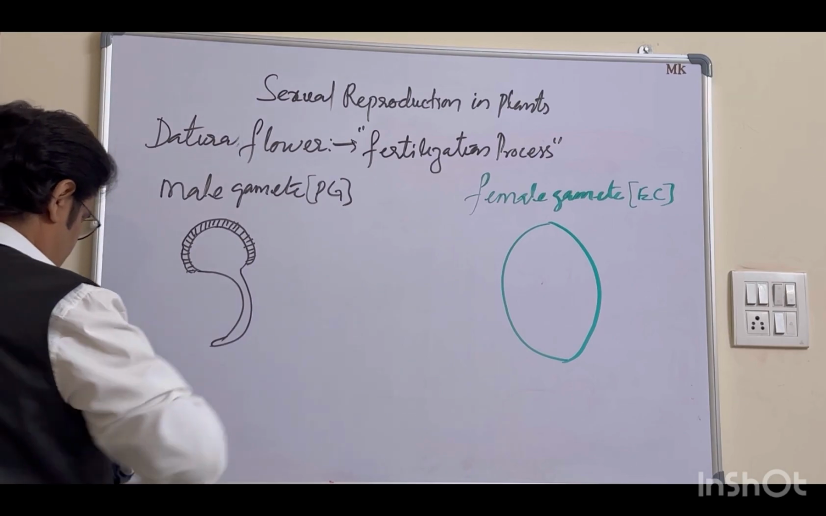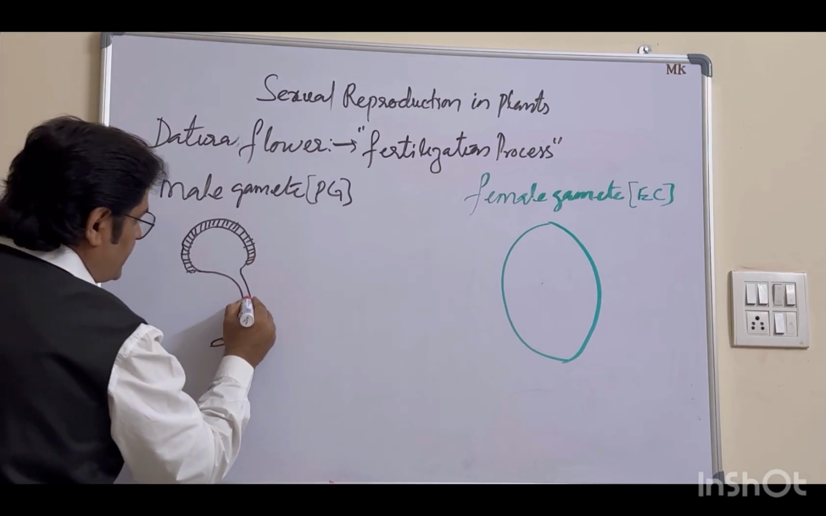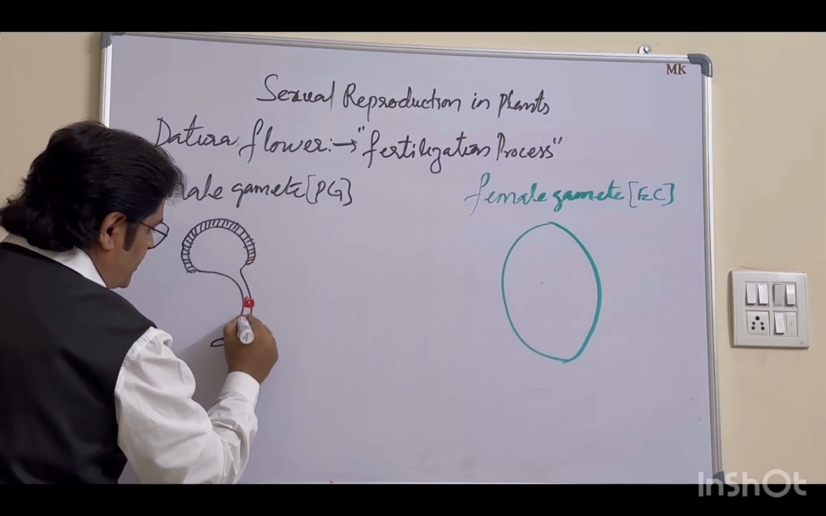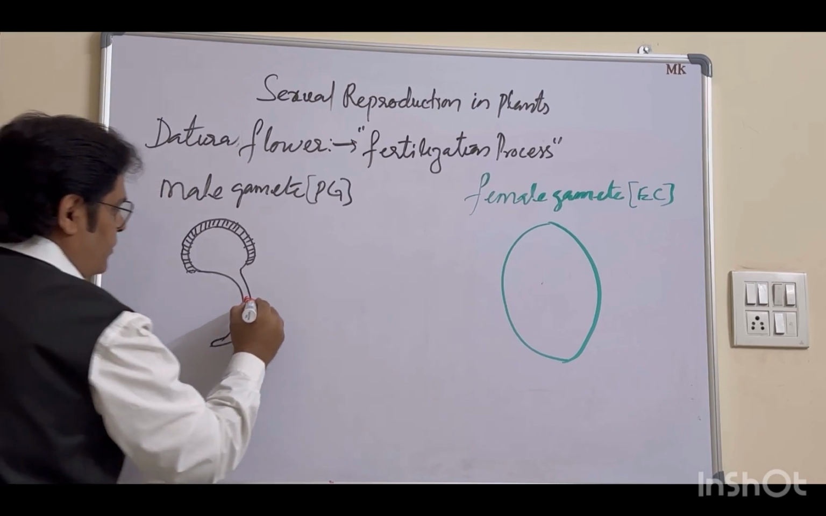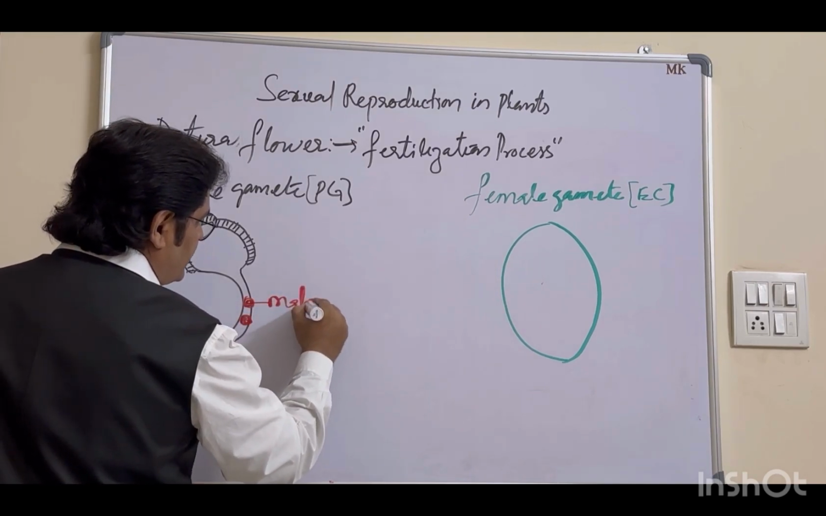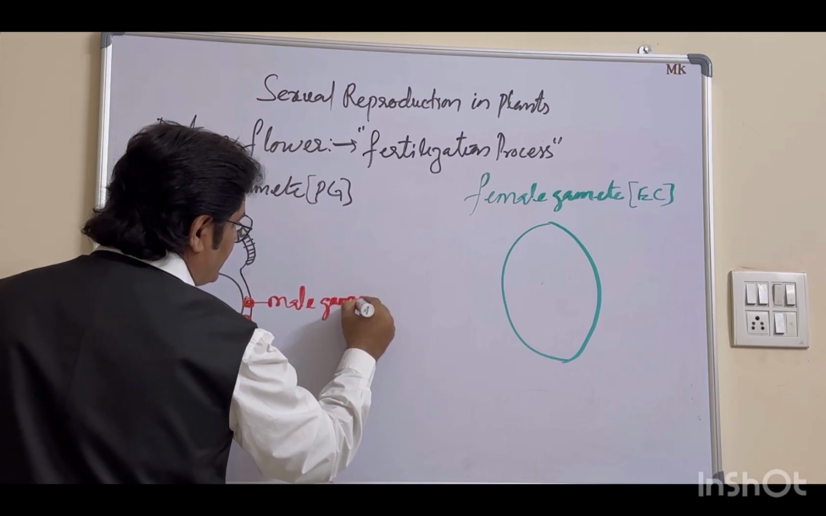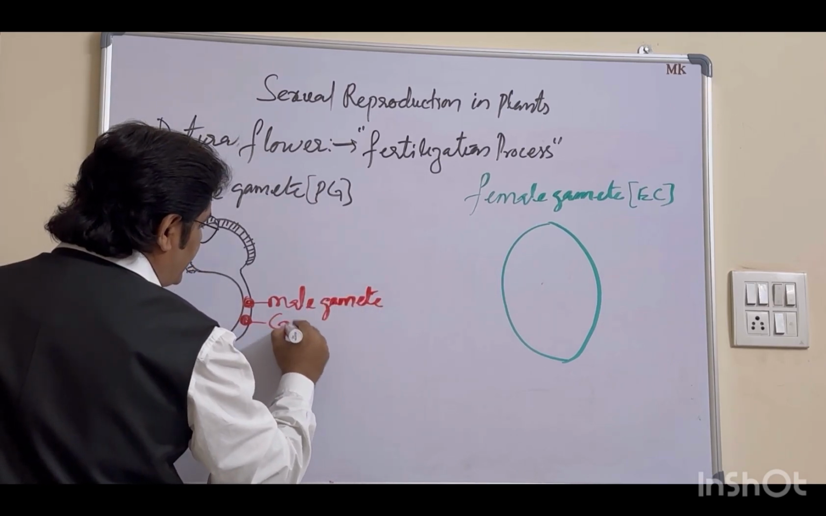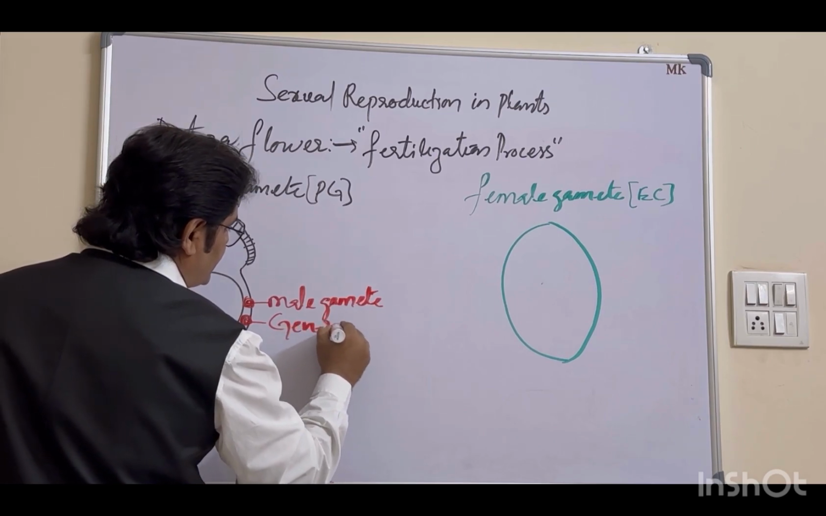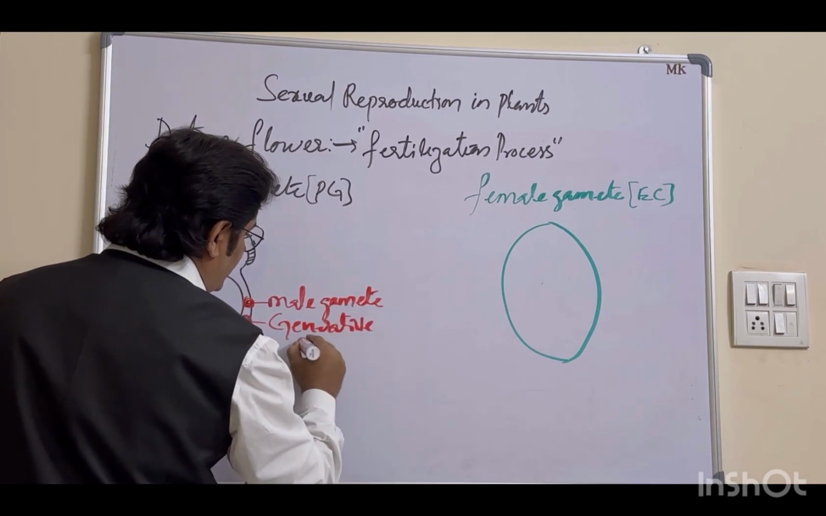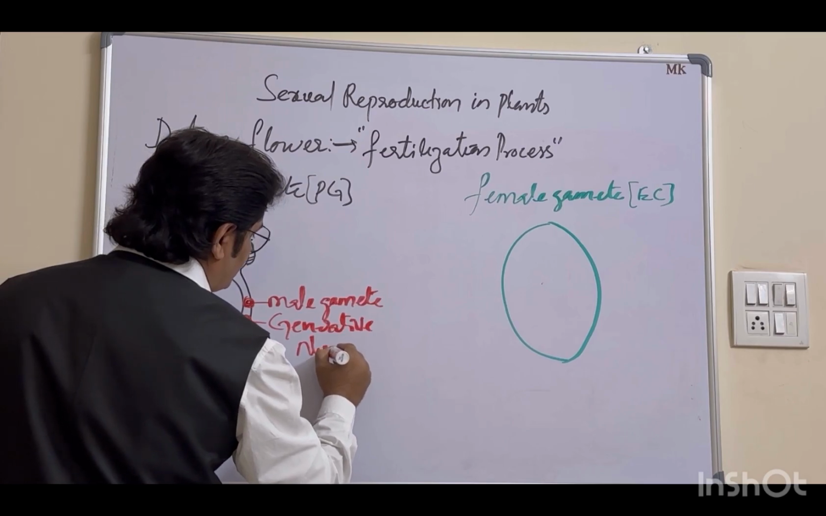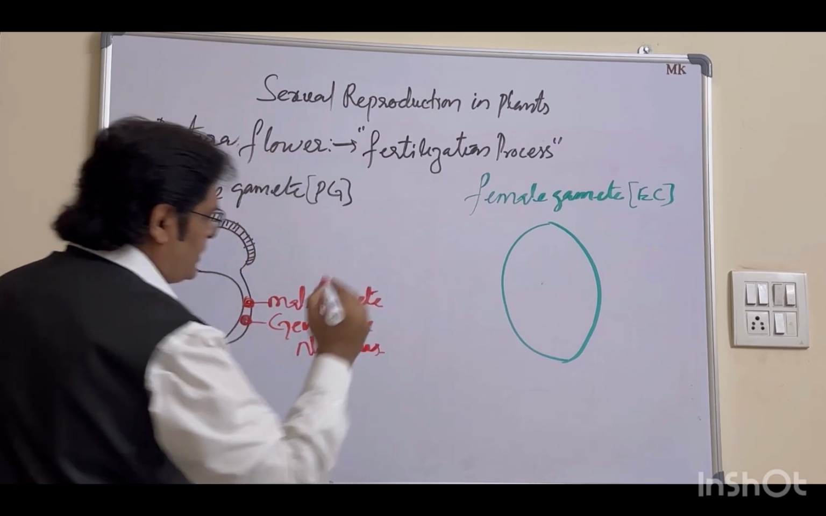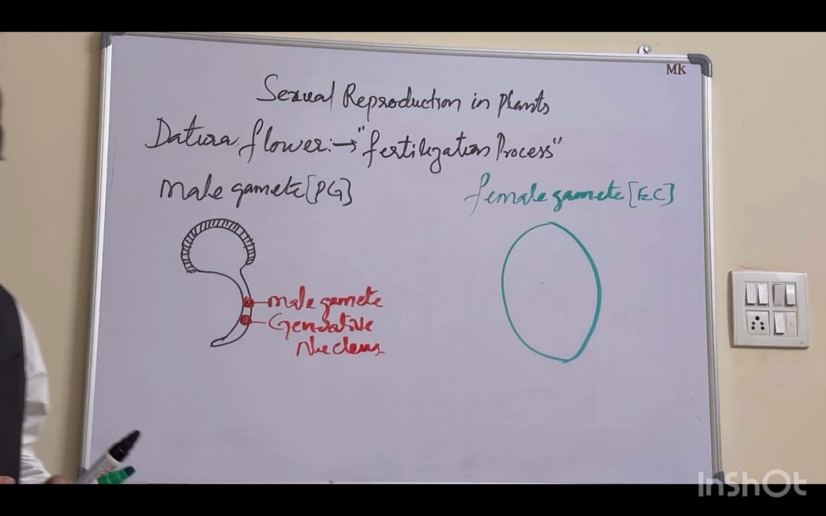Now, this pollen tube consists of two cells. Clear? One is called the male gamete, and the second is called the generative nucleus. Male gamete and generative nucleus.